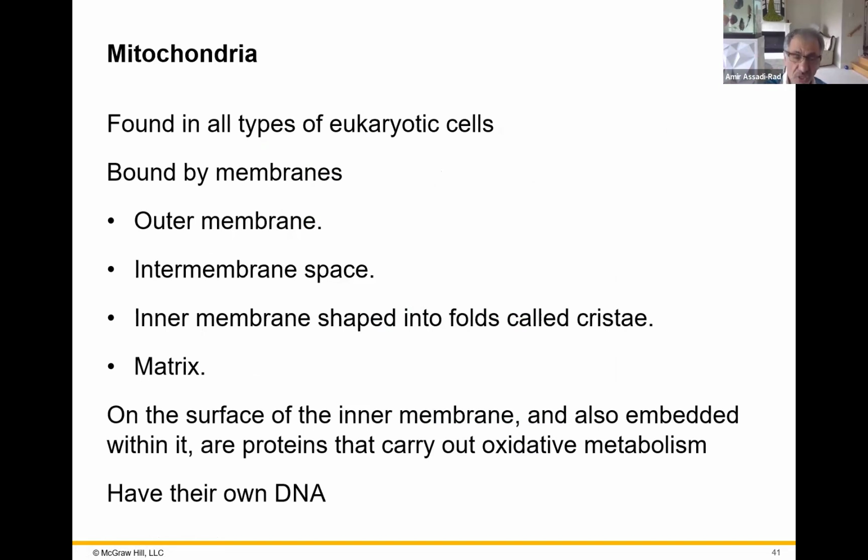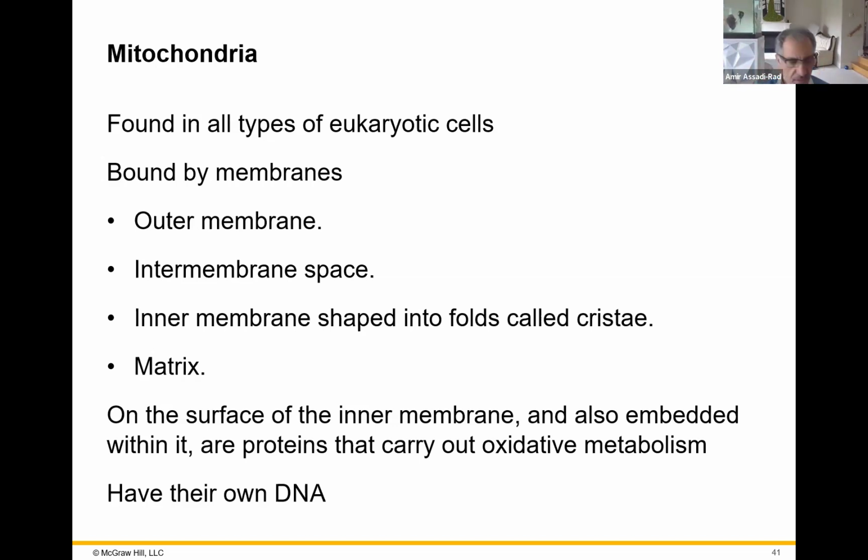Mitochondria, I talked about it here and there a little bit, but we are going to finish the chapter today. Found in all types of eukaryotic cells, bound by membranes, 2 layers of membrane, outer membrane, inner membrane, and the space between the outer membrane and inner membrane. That is called the intermembrane space. It is important. And then the inner membrane is shaped into folds. The folds are called cristae.